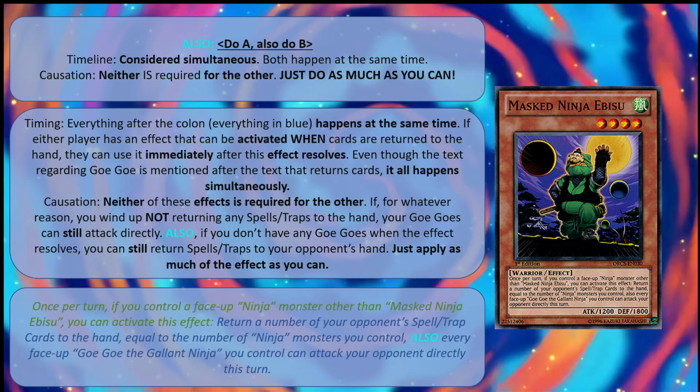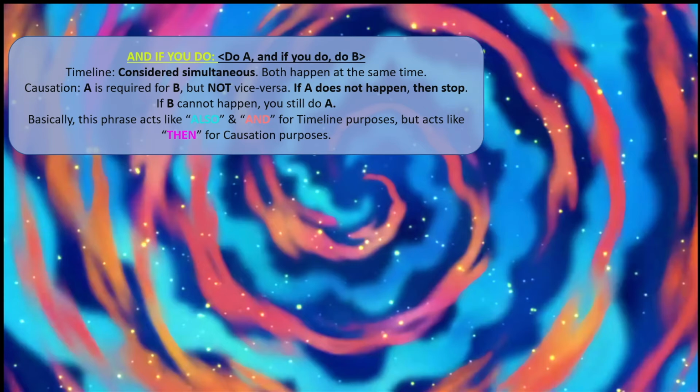So if we move on to "and if you do". So "and if you do" is seen as an add-on. So these are also considered simultaneously, both happen also at the same time. But the thing is, A is required for B, but not vice versa. So if A doesn't happen, then stop, and B cannot happen. So this is similar to "then", and the difference is if you do A, you don't necessarily have to do B. It's your choice to do B.